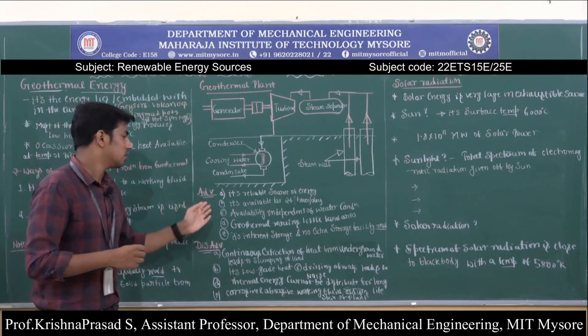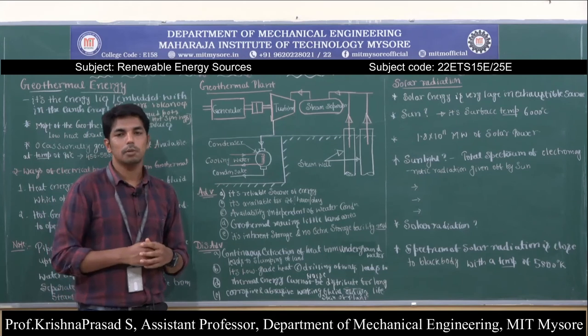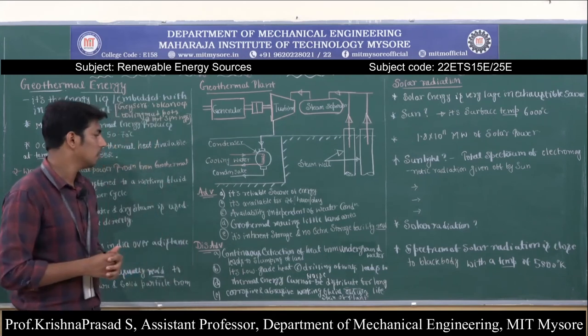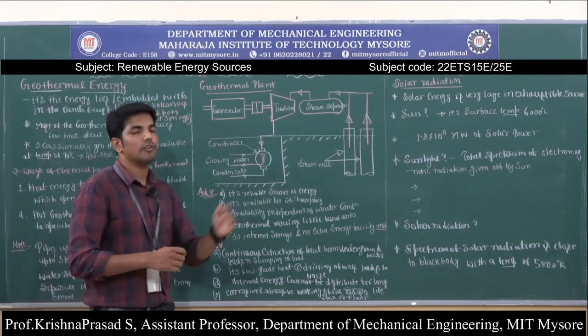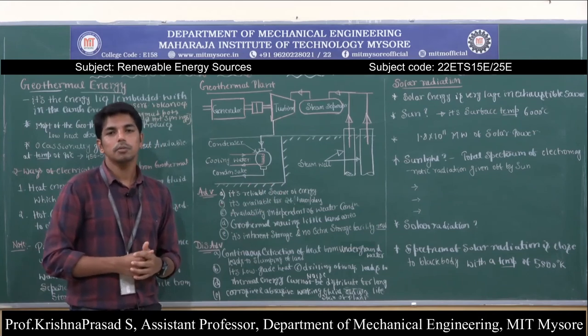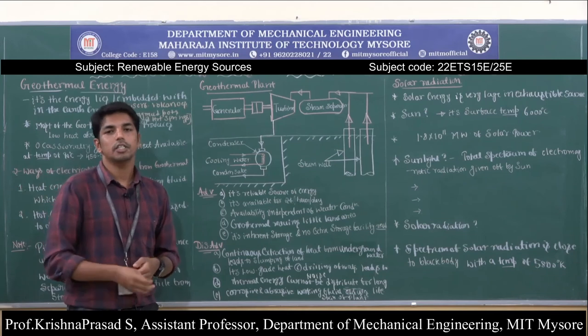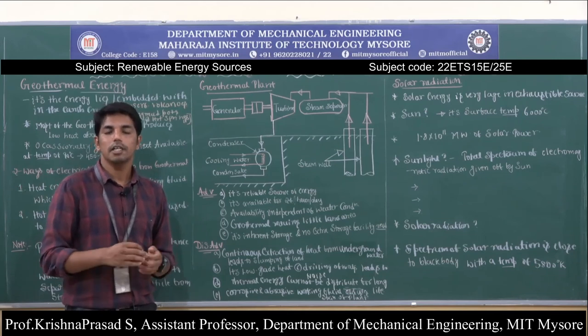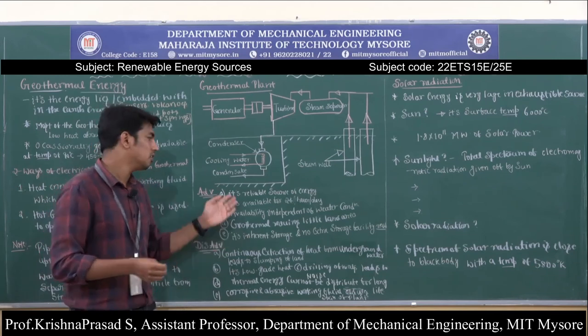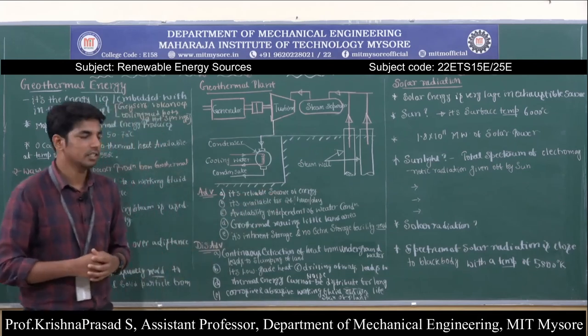Okay. Next, what are the advantages of a geothermal power plant? That is very much important. It is a reliable source of energy. That means the amount of heat energy stored deep inside the earth's crust can be converted into electrical energy. That means easy transformation is possible. That's why it is called a reliable source of energy.